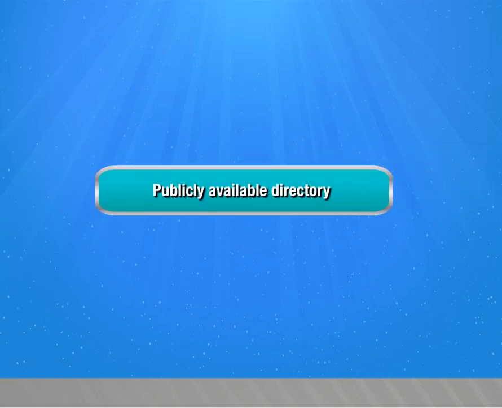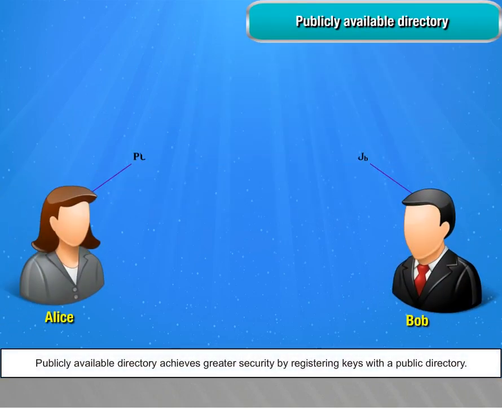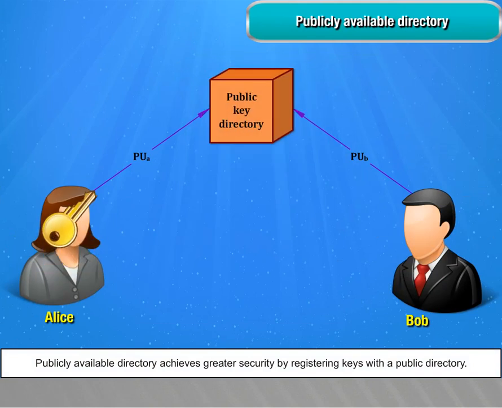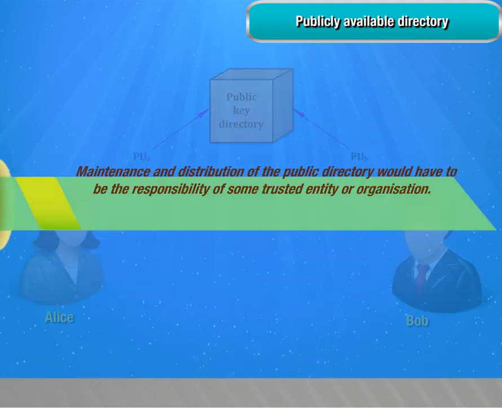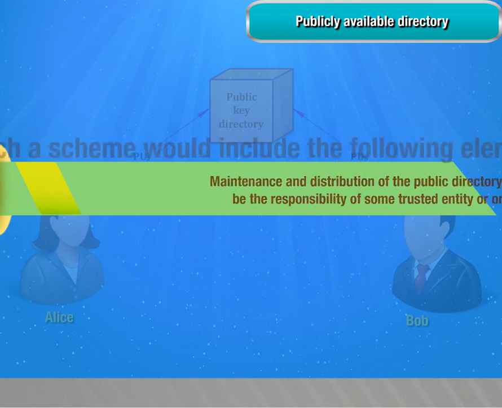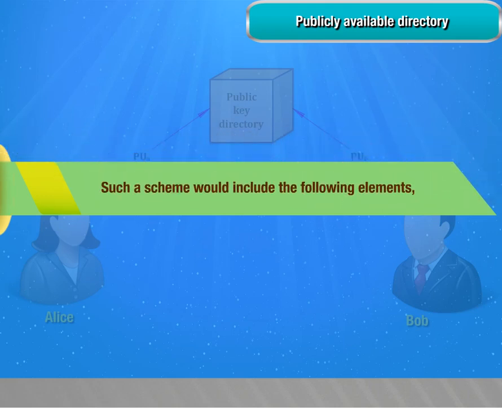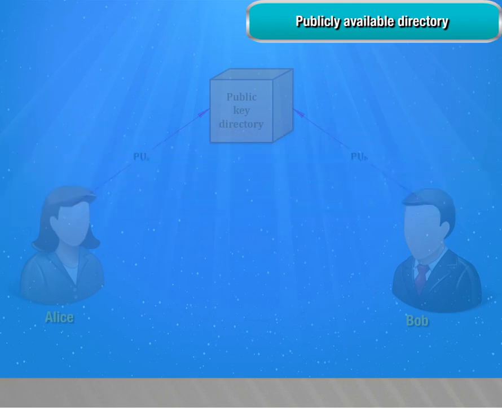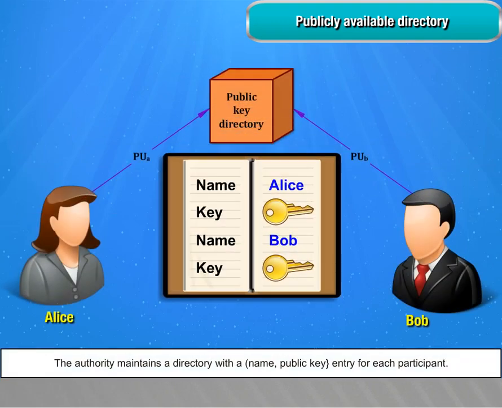Publicly available directory. A publicly available directory achieves greater security by registering keys with a public directory. Maintenance and distribution of the public directory would have to be the responsibility of some trusted entity or organization. Such a scheme would include the following elements. The authority maintains a directory with a name, public key entry for each participant.